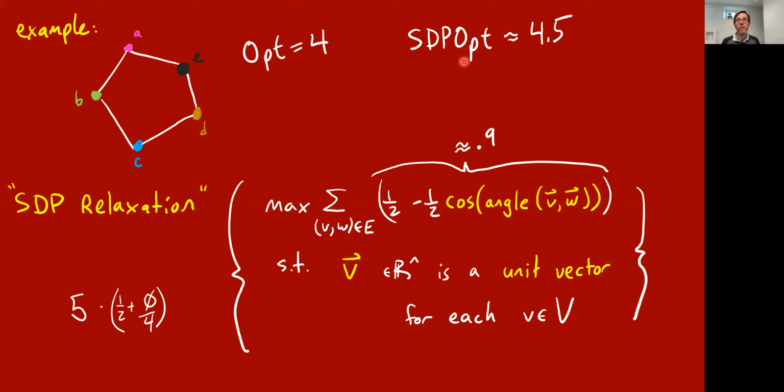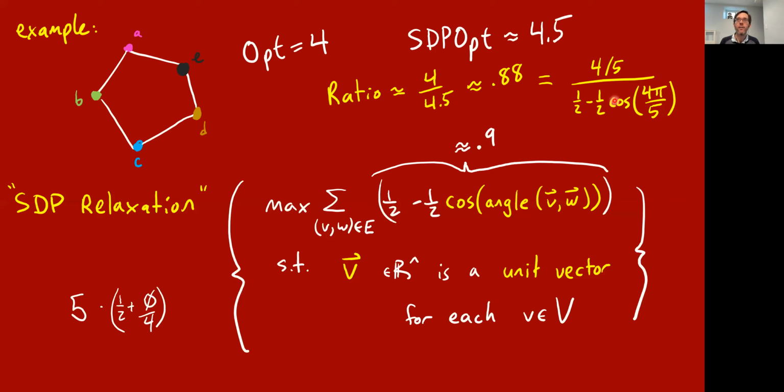Okay, so this is an example where the SDP really is a relaxation in the sense that the SDP gets a value that's bigger than the optimum, but it's still kind of non-trivial. And just out of interest's sake, the ratio here, 4 over 4.5, is around 8/9, it's around 0.88, or more accurately, it's exactly this number. Okay, so this is an example of a solution to the semi-definite program for max cut on this graph.